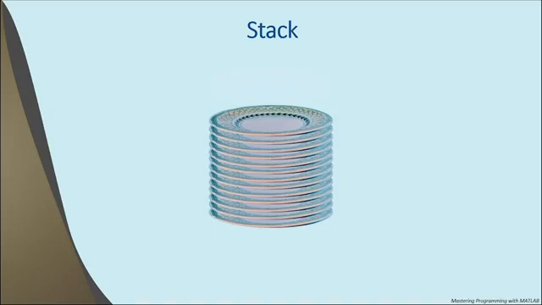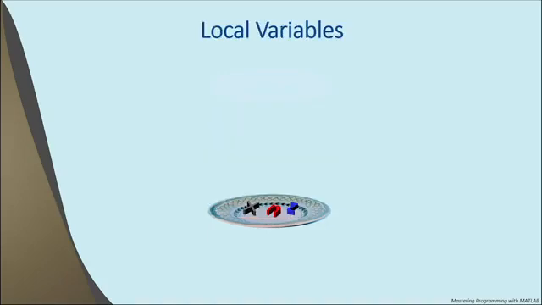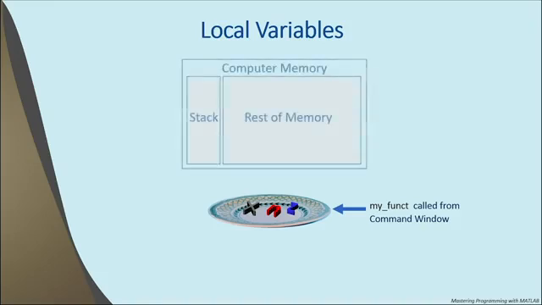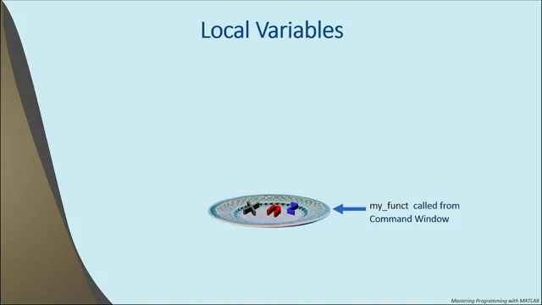Think of that frame as a dish full of variables, like this. Here we're showing the stack frame of a function named myfunct, which was called from the command window. The function's commands, such as assignment statements, if statements, for loops, etc., are stored in that other part of the computer memory that we call the rest of memory. But all of its variables, which include x, n, and z, are stored in its stack frame, which we are showing as a dish. Now suppose myfunct calls a function named zonk.